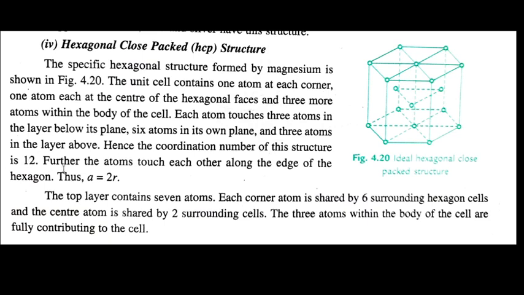Okay, the closest distance means we are also assuming that the atom at this corner and the atom at this corner, along that edge, are touching each other, and therefore A is equal to twice R. Remember that all these 6 triangles are equilateral triangles, so it's A and A. So I am saying that twice R is equal to A.